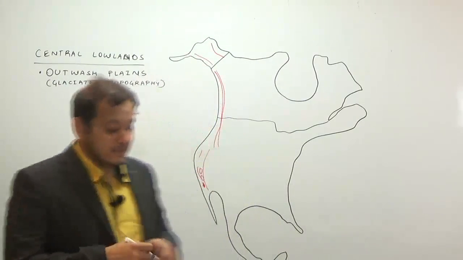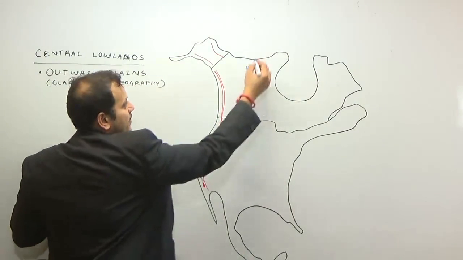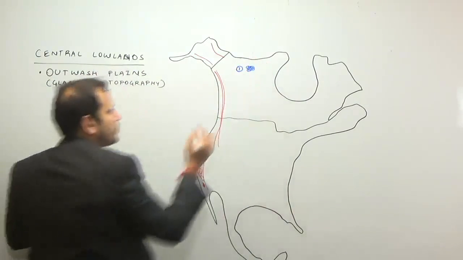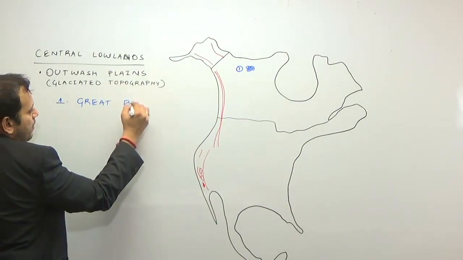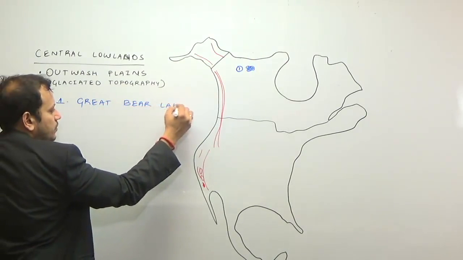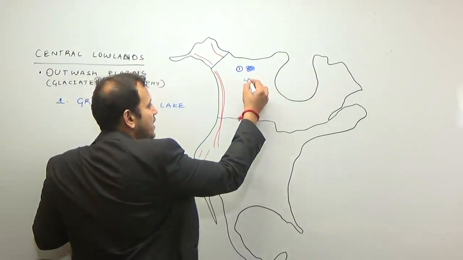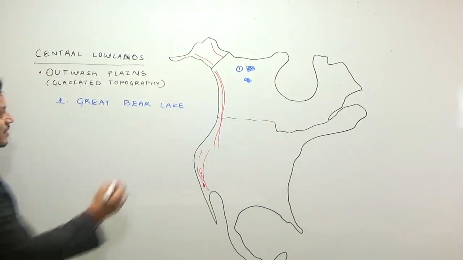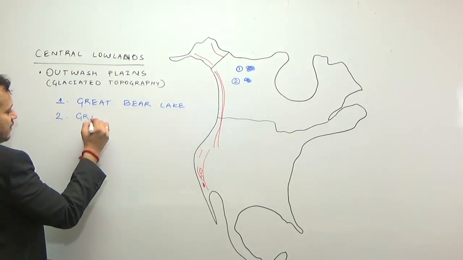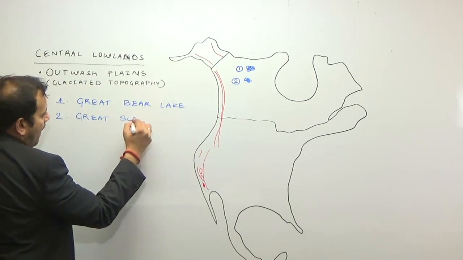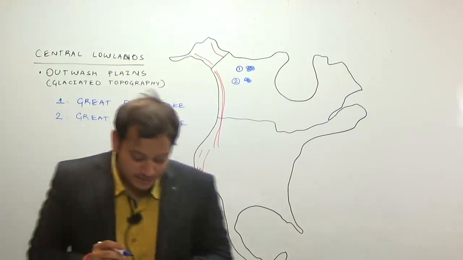Now what are these lakes? From north to south, there are some important lakes. What is the name of the first lake here? I will mark it as 1. The first lake is Great Bear Lake. Which country? It lies in Canada. Then the second lake which is here, you can see, is the Great Slave Lake.